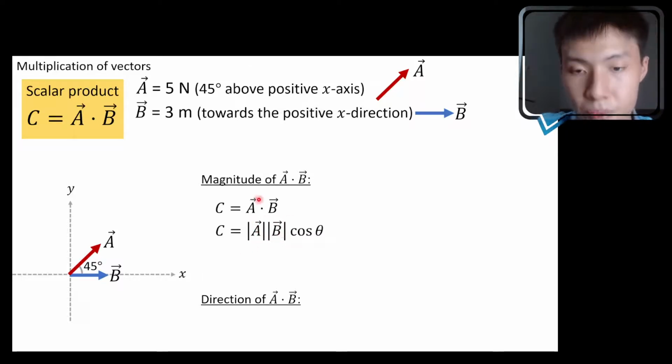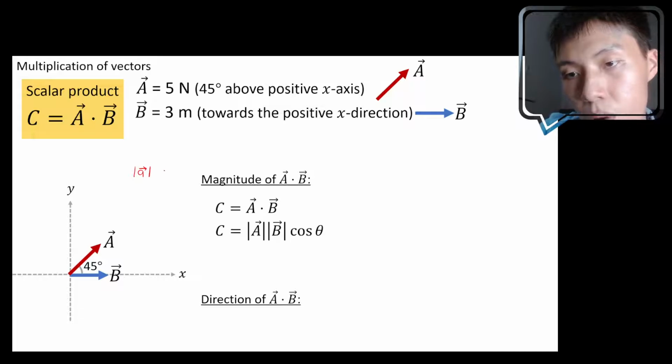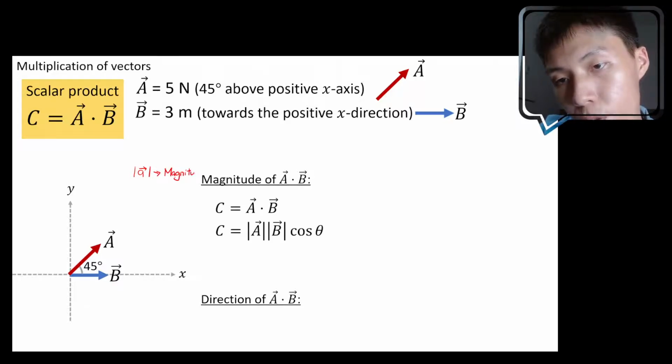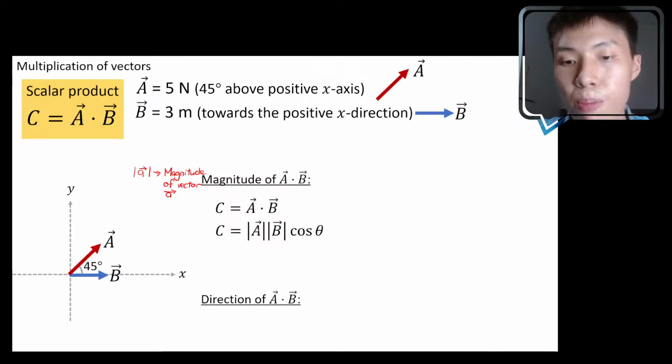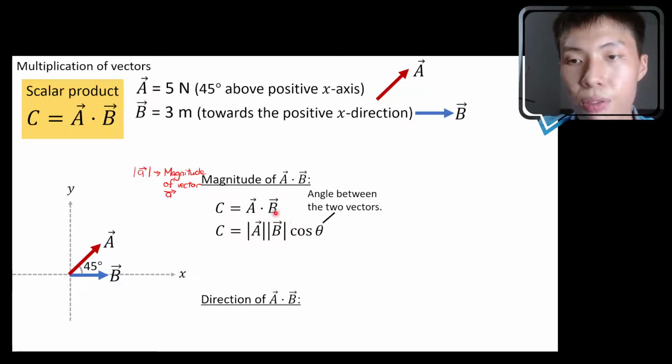What does it mean? If we have a modulus sign and in there we put a certain vector, what will happen is we are finding the magnitude of vector A. That's the meaning of the modulus sign. We are finding the magnitude of vector A. So if you find the magnitude of vector A, that's 5 Newton. If we find the magnitude of vector B, that's 3 meter.